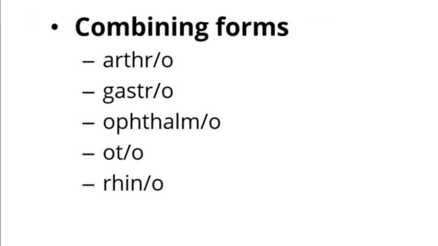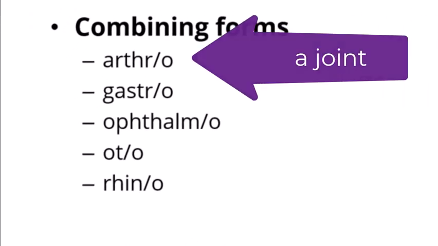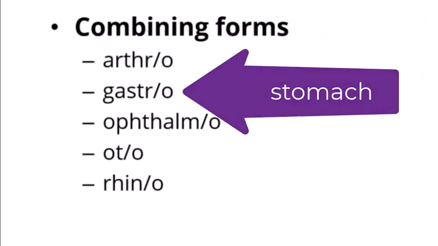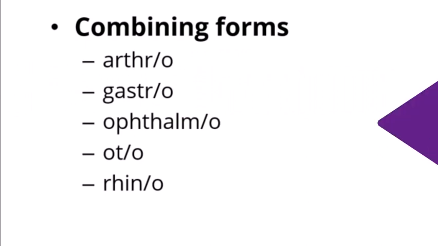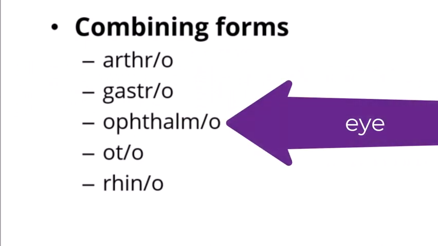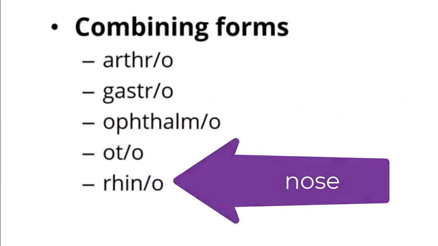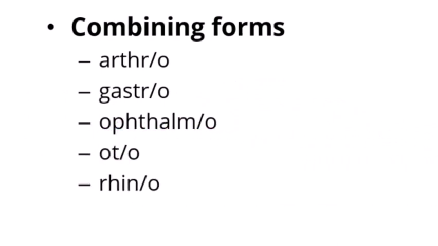Let's start with the combining forms. We have arthro, which means a joint, gastro, which means the stomach. Keep in mind this is also an organ. Ophthalmo, which is the eye, oto, which is the ear, and rhino, which means the nose.